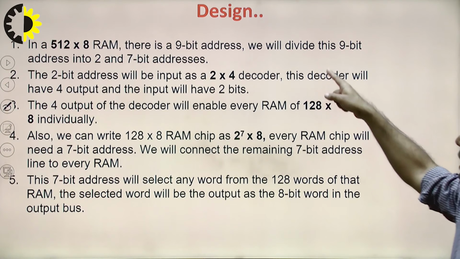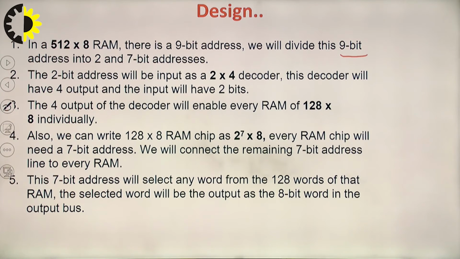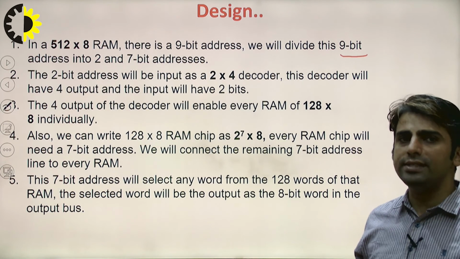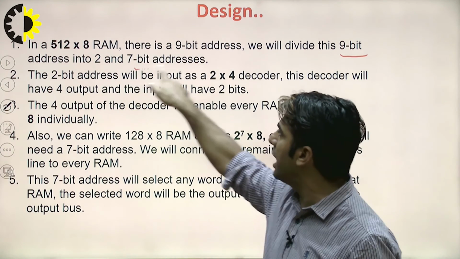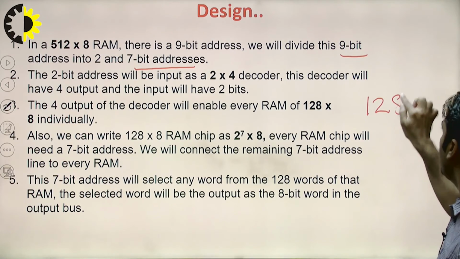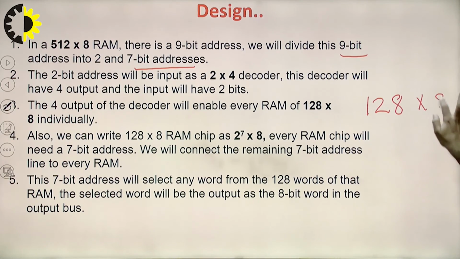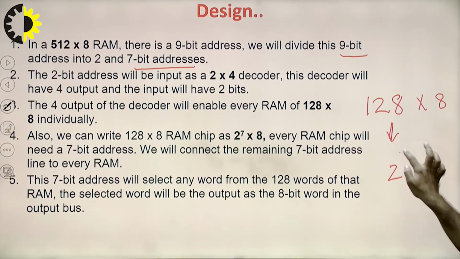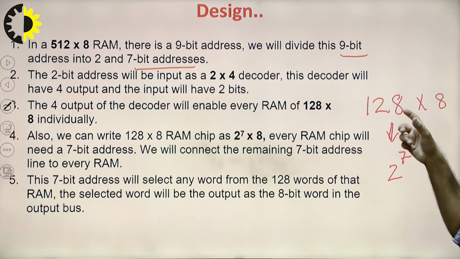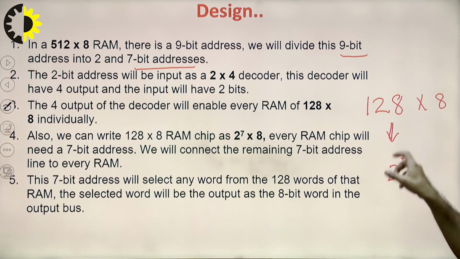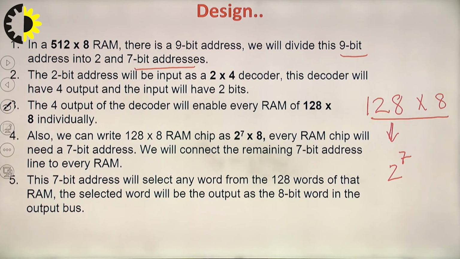Now, as we know that we will need a 9-bit address, and we will divide this into 2-bit and 7-bit addresses. Why is this divided into 7 bits? Because the RAM is of 128 into 8. That makes 2 power 7. The basic RAM size that is available to us is 128 into 8, okay? So, we need 7 bits to enable one particular RAM, okay?